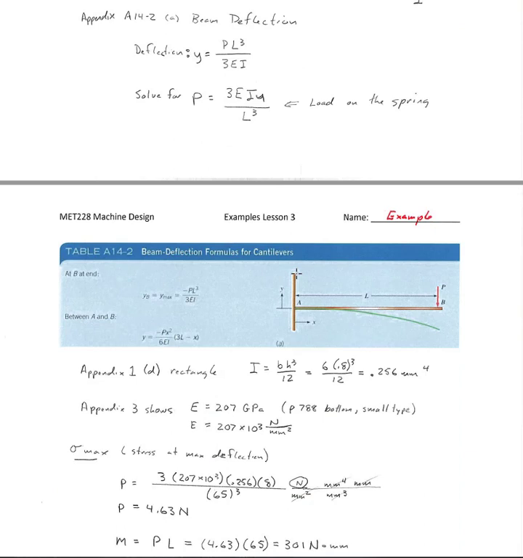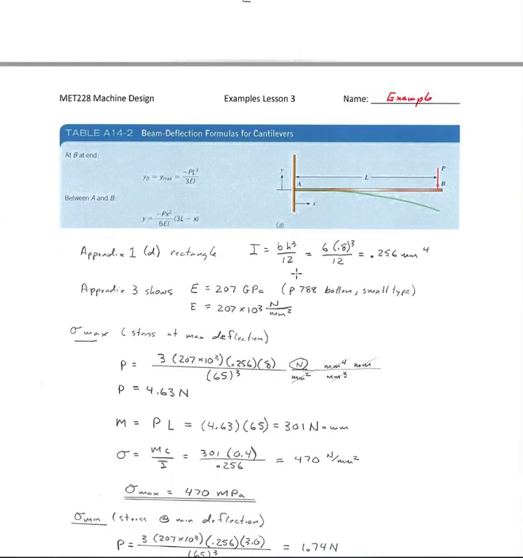Pretty neat, huh? So we have to find I, and I for a rectangle is bh cubed over 12. I solved that for 0.256 millimeters to the fourth, and our E is 207 gigapascals. Again, page 788, bottom, small type. So E equals 207 times 10 to the third megapascals, which is newtons per millimeter squared.